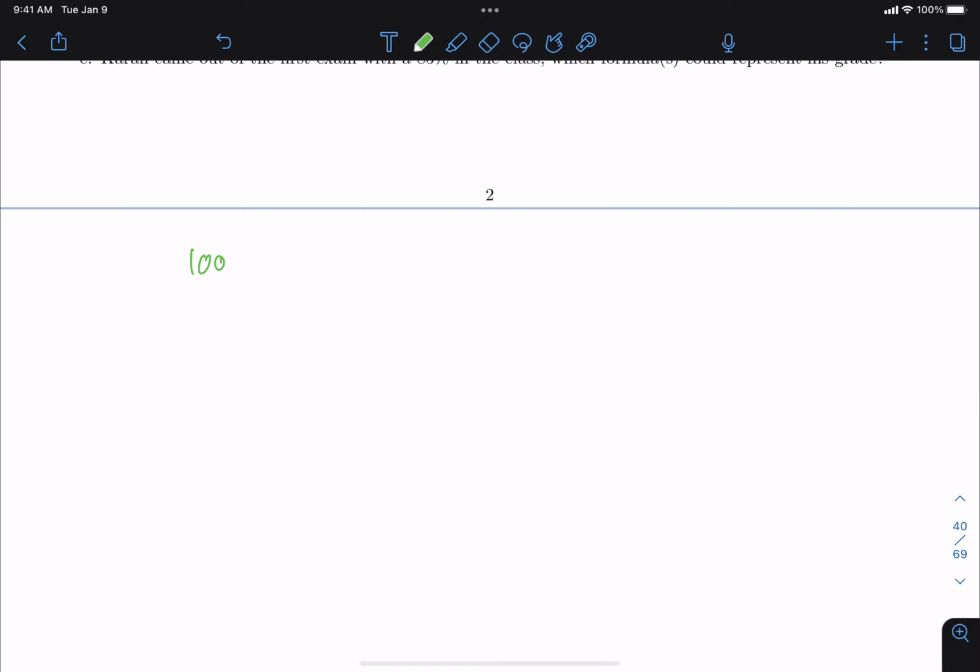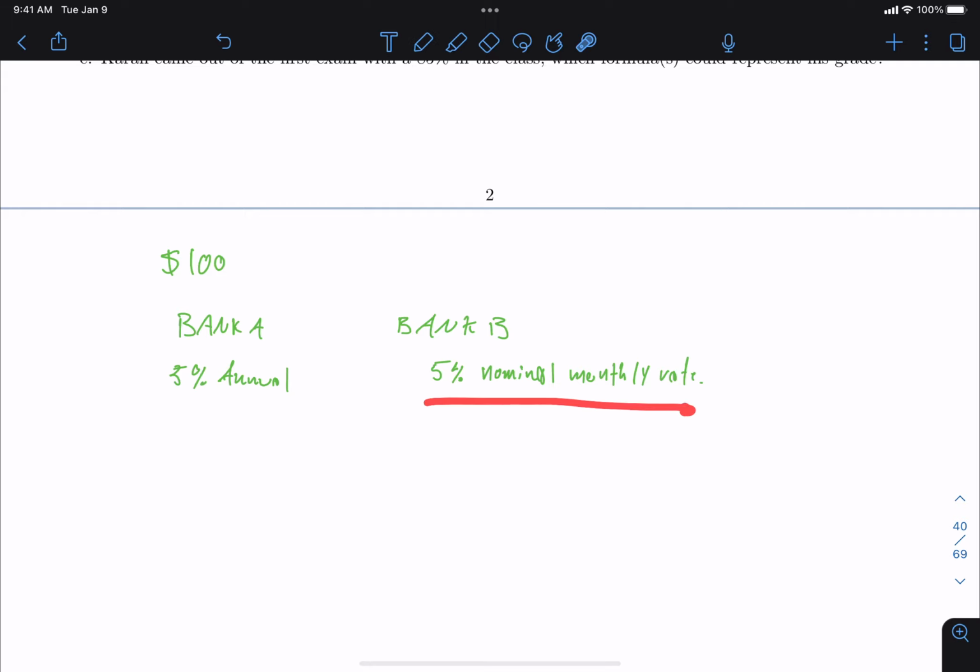Let's say I have $100. Bank A versus Bank B. Bank A says 5% annual. Bank B says 5% monthly. No, 5% nominal monthly rate. It's totally easy to see how you would look at this and say, oh yeah, I should definitely go with Bank B. I get 5% per month, right? But it's not exactly like that.